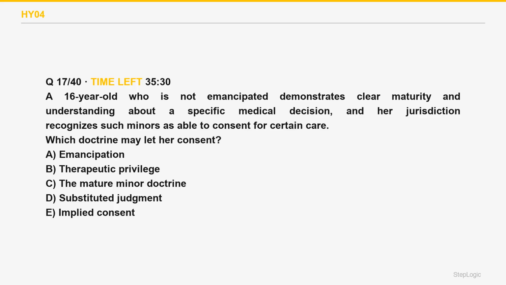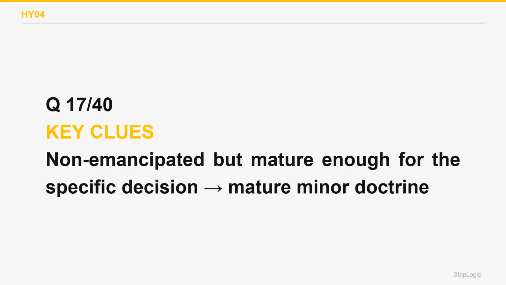Which doctrine may let her consent? A 16-year-old who is not emancipated demonstrates clear maturity and understanding about a specific medical decision, and her jurisdiction recognizes such minors as able to consent for certain care. Read the command: the doctrine for a mature but non-emancipated minor. Maturity for the specific decision can allow consent.